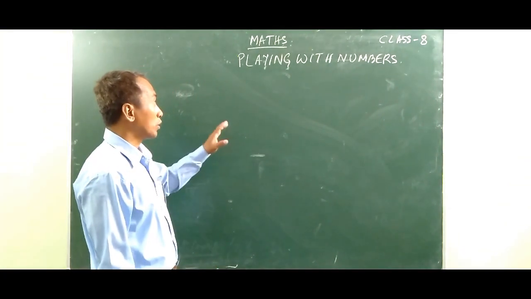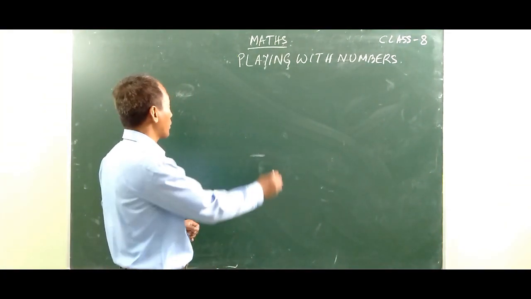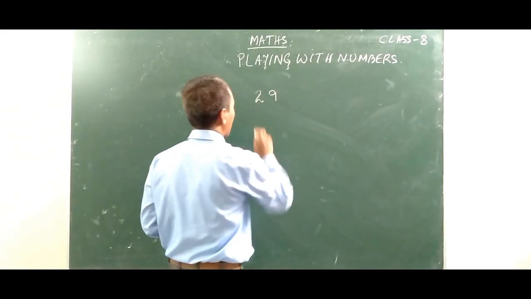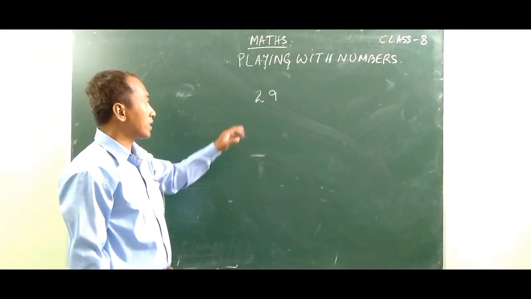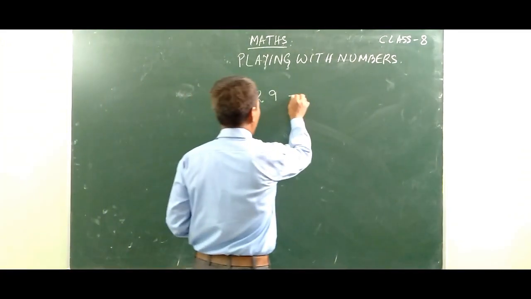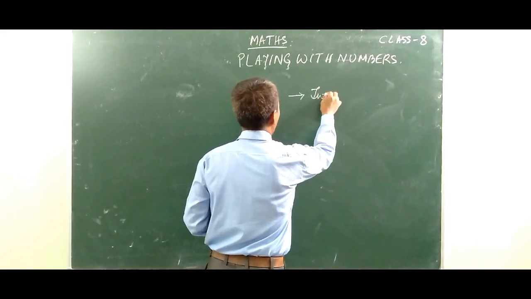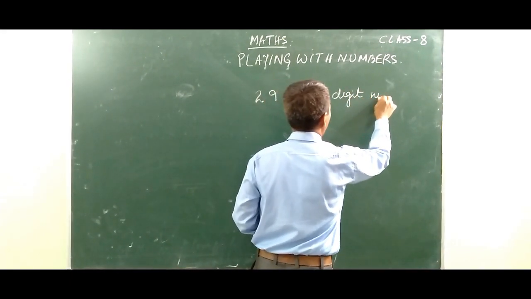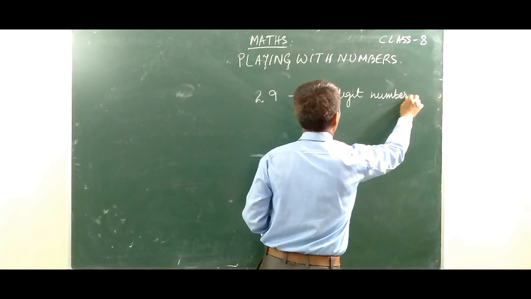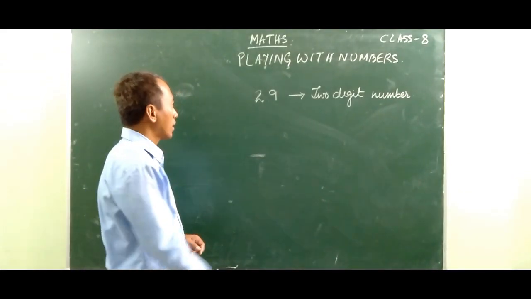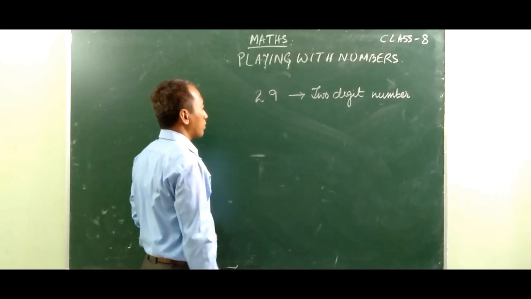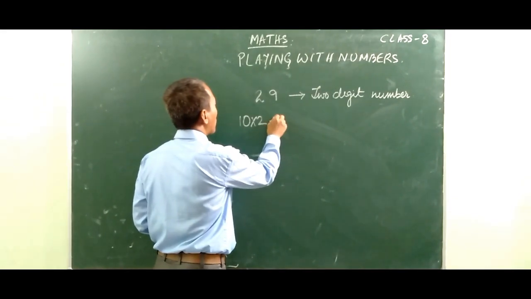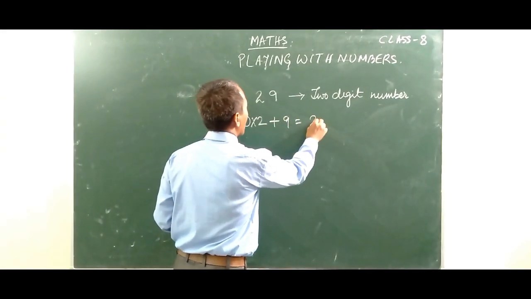Now we are going to play with numbers. Here I write one number, 29. What kind of number is this? It is a 2-digit number. How does this 2-digit number 29 come? It comes like this: 10 into 2 plus 9 equals 29.